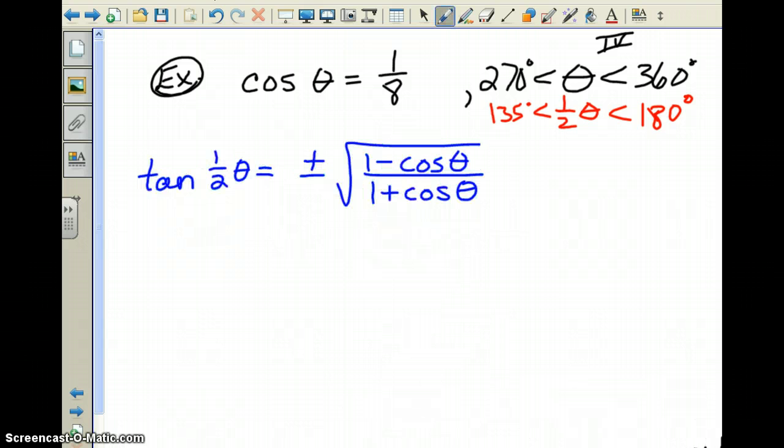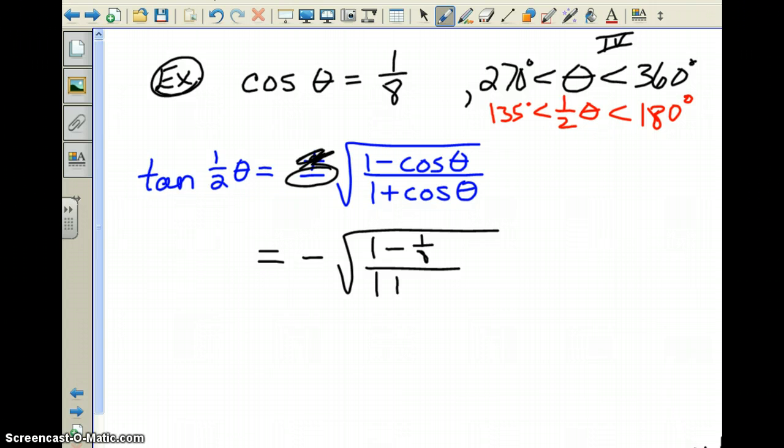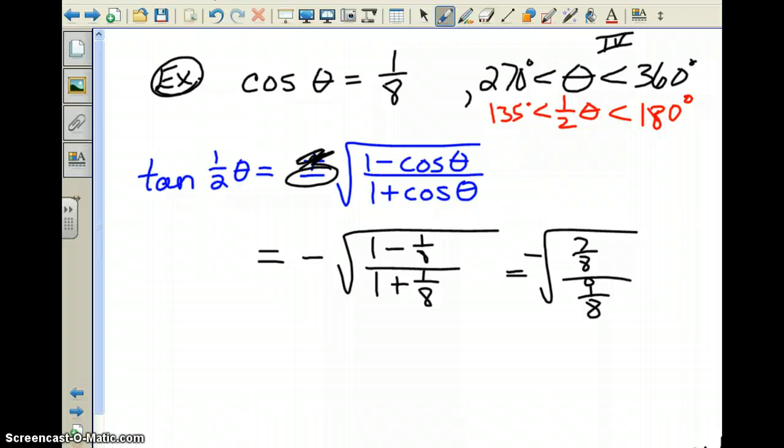And lastly, let's do tan of half of our angle. So again, our half angle would land in quadrant 2, where tan is negative. So I'm going to pick the negative sign, get rid of the positive, and now plug in 1/8 in for cos. So we're going to have 1 minus 1/8 over 1 plus 1/8. So changing those 1's into 8/8, that'll be 7/8 over 9/8.